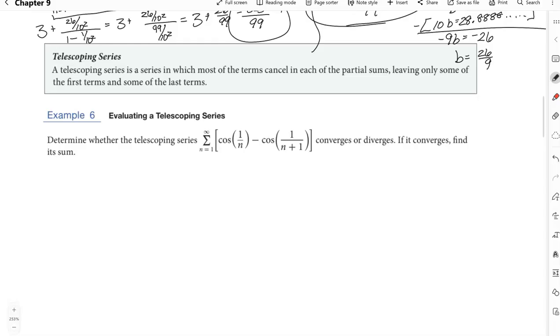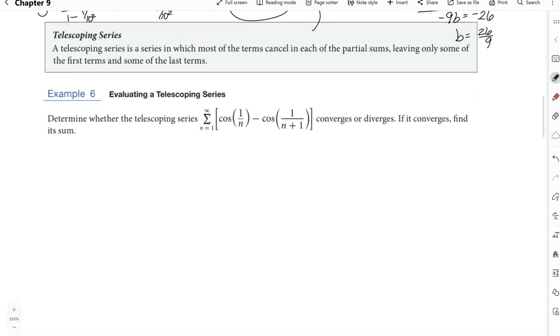We're going to look at one more series, and this is a telescoping series. We want to determine if a telescoping series is going to converge or diverge. So this is where we're going to expand, and we're going to look for patterns when we expand, to see if some things are going to cancel.